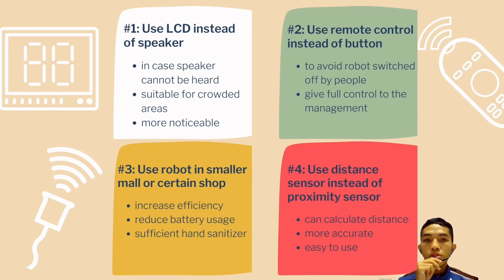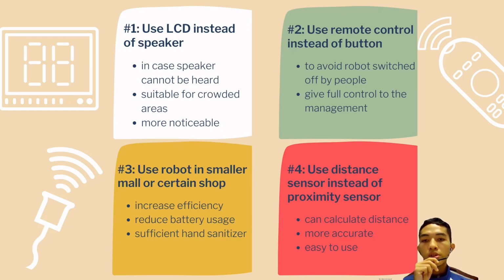Second, we suggest to use remote control instead of the switch on, switch off button. This is to avoid the robot getting switched off by people, especially kids, and it is to give full control to the management to control the robot. Third, we suggest to use the robot in a smaller mall or in a certain shop. We noticed that the robot can only cover 85% of the big mall. So to increase the efficiency of the robot, we suggest to use it in a smaller mall or certain shop.